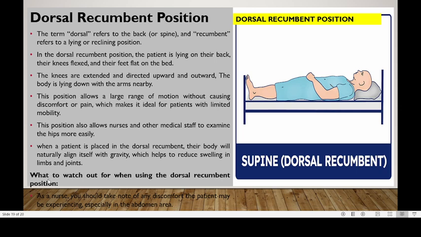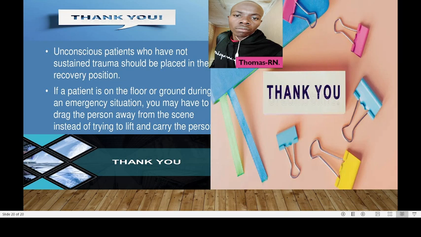What do you need to watch for? As an RN, you should take note of the discomfort the patient may be experiencing, especially in the abdominal area.